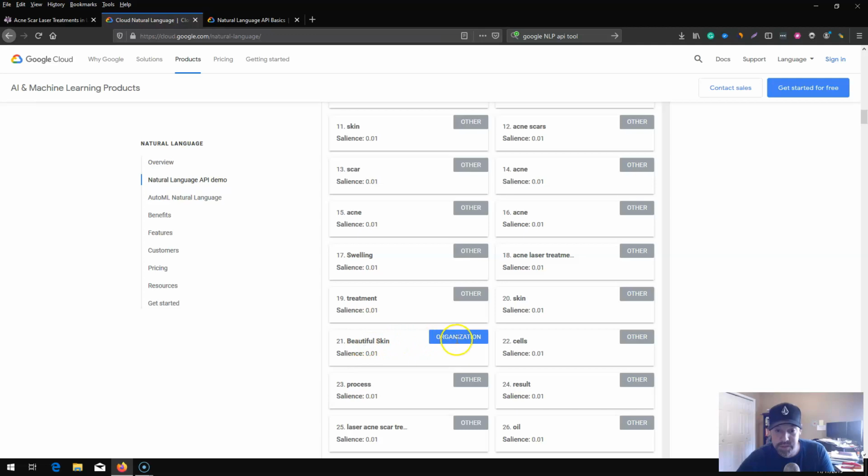Here's another one, beautiful skin. For some reason, it has tagged that as an organization. As I go through and get into the paid program, I'll have to find out why. Usually it's a combination of links or other signals that go into this tool that tell Google, hey, this is an organization, especially if you're using semantic markup in your copy.